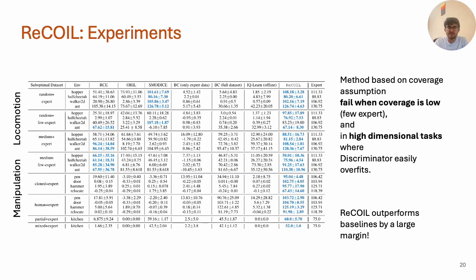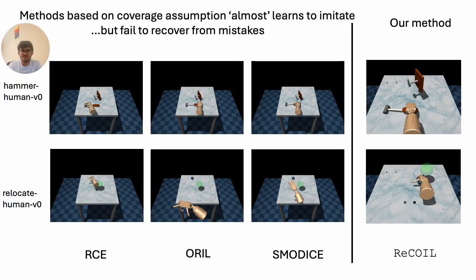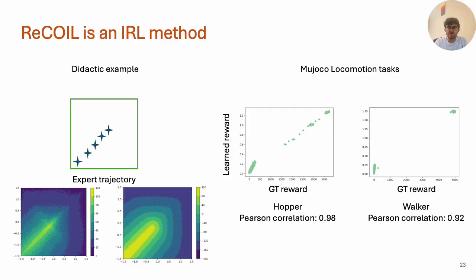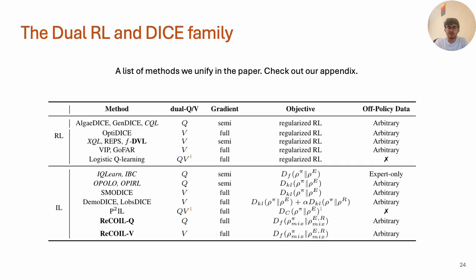ReCOIL outperforms baselines by a wide margin, especially when there are few expert samples or in a high-dimensional task where the discriminator easily overfits. This slide visually compares the different methods and shows that prior methods are unable to recover after making a mistake. Moreover, ReCOIL is an inverse RL method and can be used to recover the expert's reward function. In general, we have a greater set of algorithms we unify. We direct you to the paper for more information.